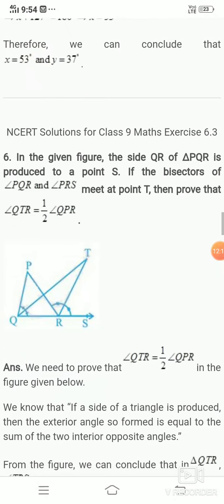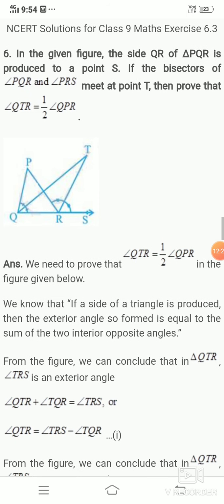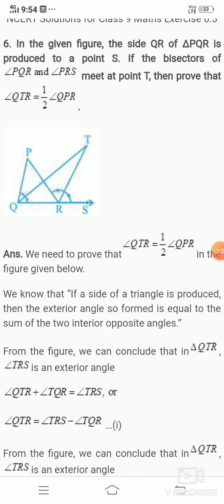Next problem. In the given figure, the side QR of triangle PQR is produced to a point S. If the bisectors of angle PQR and angle PRS meet at T, then prove that angle QTR equals 1 by 2 of angle QPR.